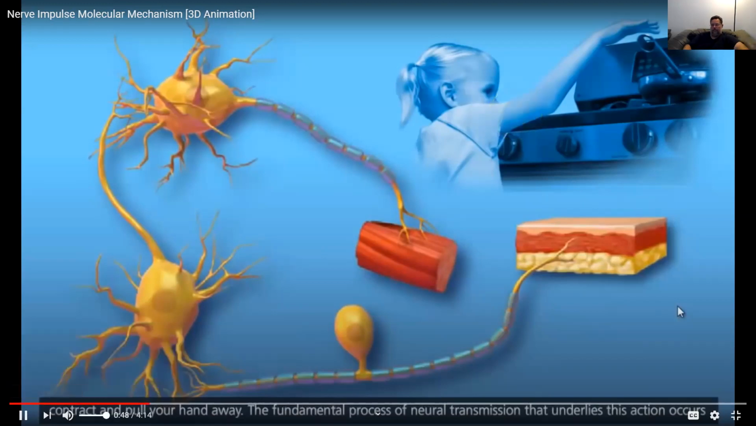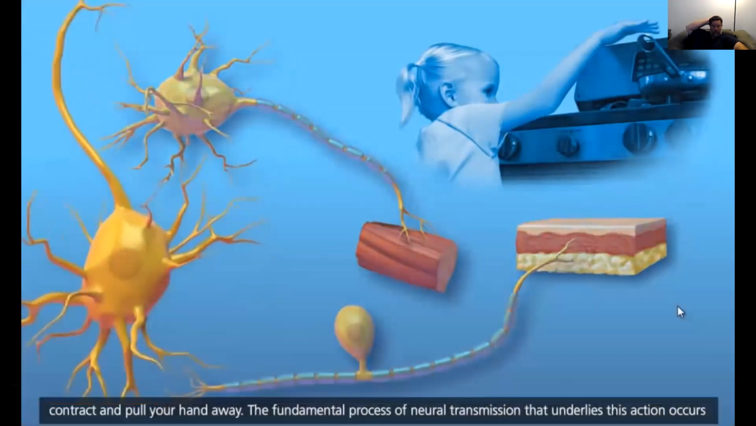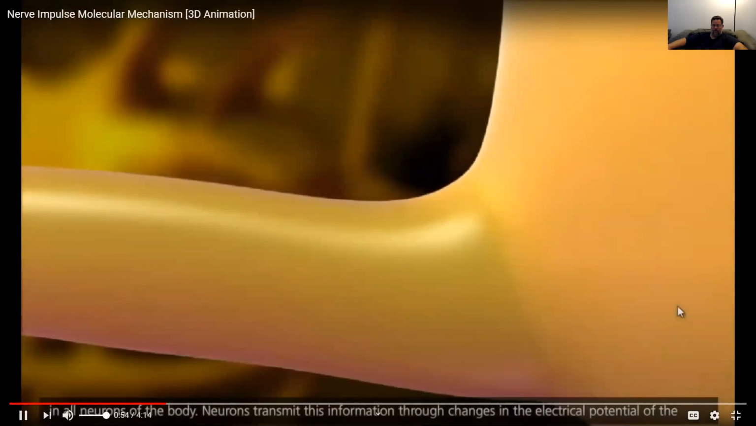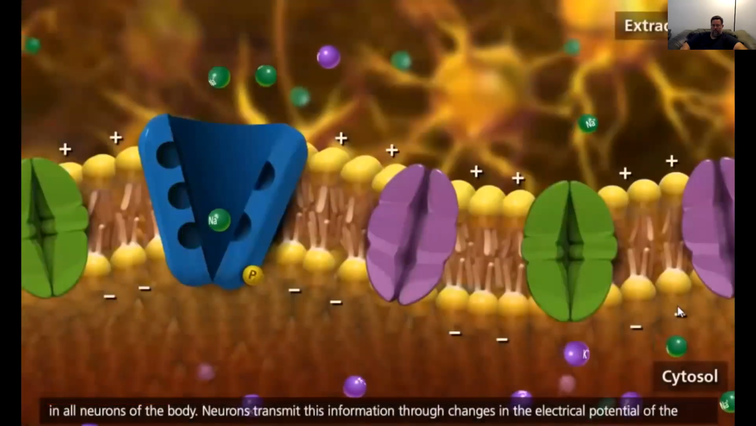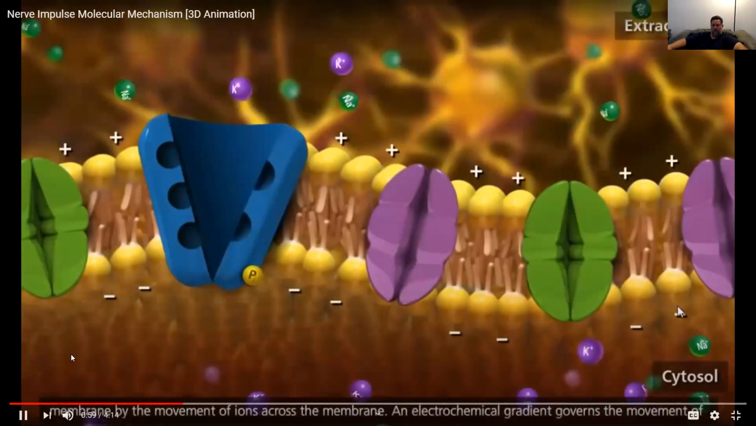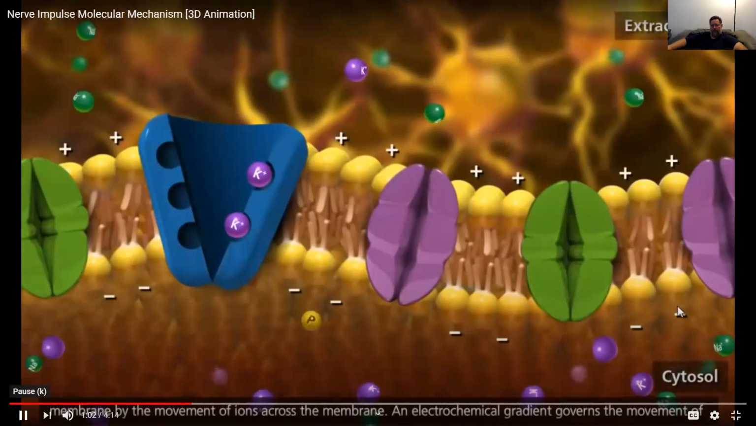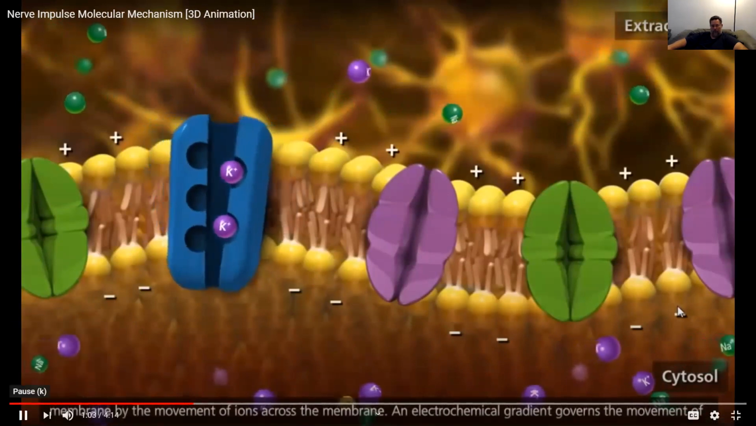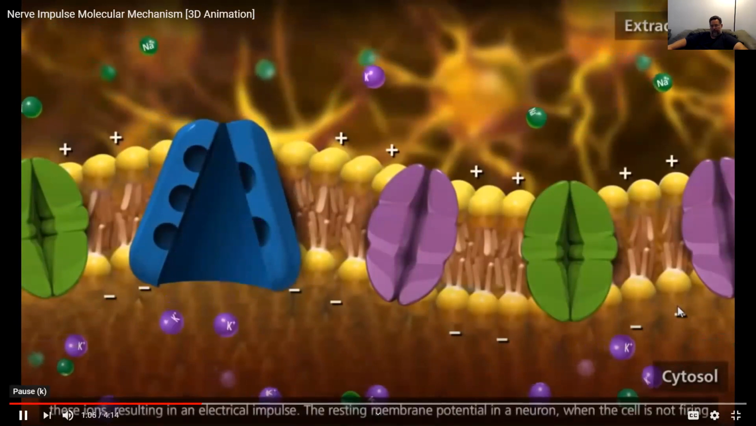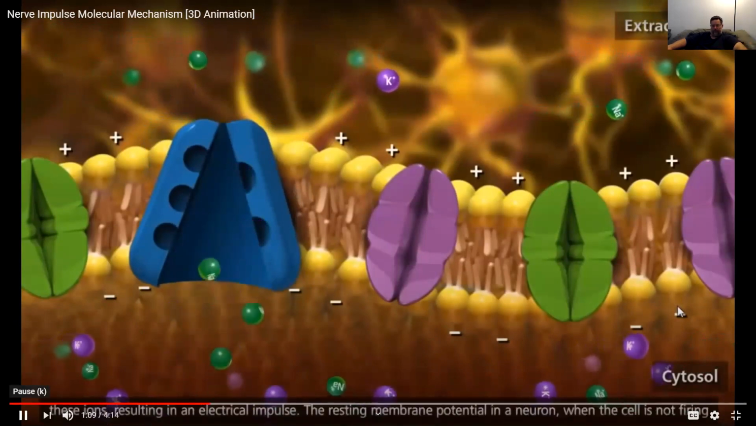The fundamental process of neural transmission that underlies this action occurs in all neurons of the body. Neurons transmit this information through changes in the electrical potential of the membrane by the movement of ions. So obviously we have our sodium potassium pump making the membrane potential. Here's our phospholipids in yellow. We got our sodium channels, I guess, in green, and our potassium channels in purple. Across the membrane. That is all the watery stuff inside the cell. And then we have our extracellular fluid. An electrochemical gradient governs the movement of these ions, resulting in an electrical impulse.